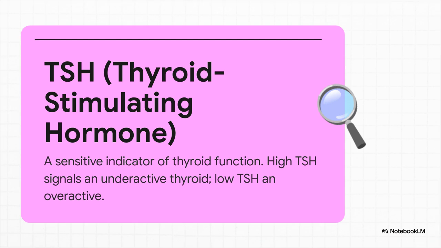Okay, so TSH. Understanding this is absolutely crucial for patient counseling. Here's the easiest way to think about it. Imagine the pituitary gland is the boss, and the thyroid is the worker. If the thyroid worker is being lazy, or underactive, the pituitary boss has to yell louder to get it to work, so TSH is high. But if the thyroid worker is overactive and already doing way too much, the pituitary boss just whispers, so TSH is low. It's that simple. And that one lab value, it's our master signal for everything.